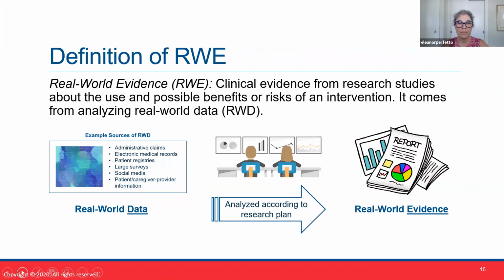Next slide, please. So let's talk a little bit more about real-world evidence. Real-world evidence is clinical evidence from research studies that use the real-world data, that actually derive information out of the real-world data. If we took the example that we just had prior, where it was information that came from a large insurance company or a payer, that's where the real-world data comes from. And as you follow the graphic along, that data become analyzed according to a research plan that's put together, and a report comes out, and that's the real-world evidence that was produced by analyzing the real-world data.